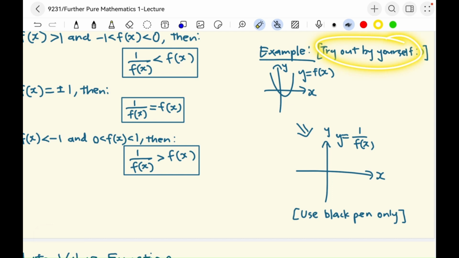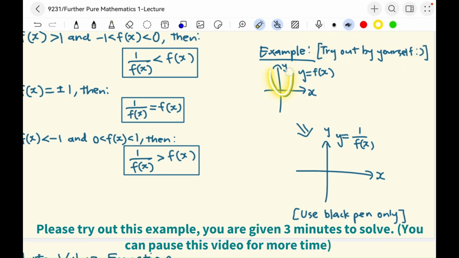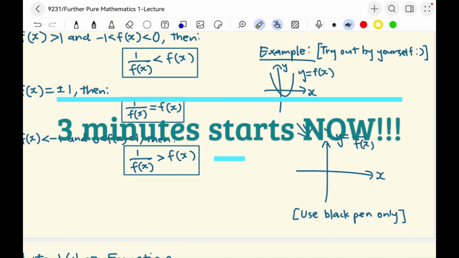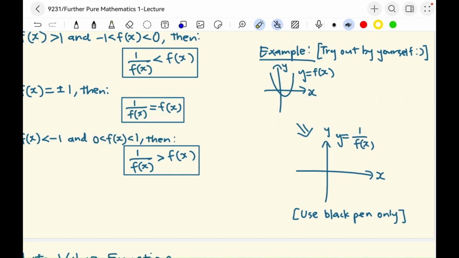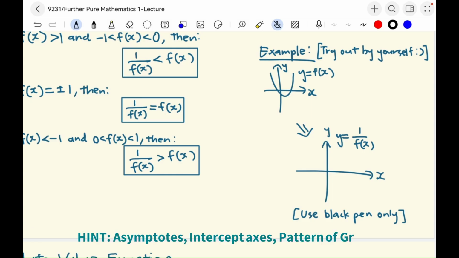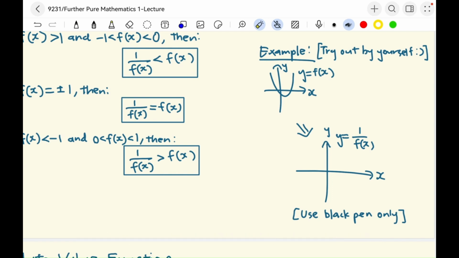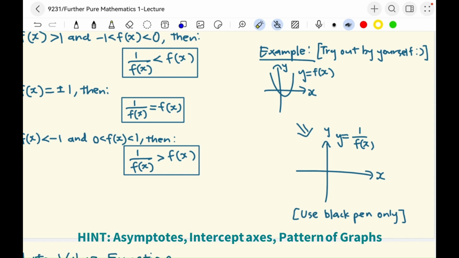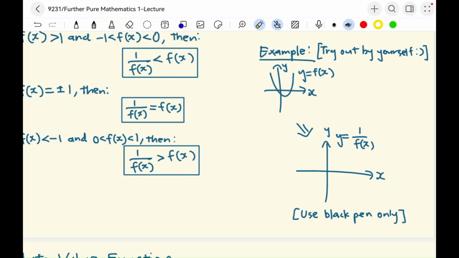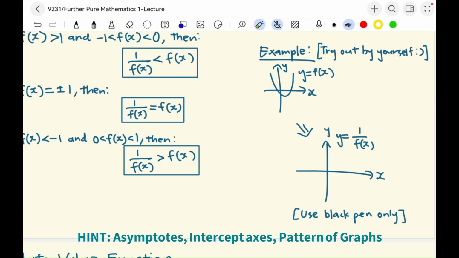So this one, I want you to try out by yourself. Okay. So here is the quadratic graph in the parabola curve. And now you are given 3 minutes to solve. Okay. Pause this video if you need extra time. So 3 minutes starts now. Okay, the hint is you must consider the asymptotes, and then by referring to the x-intercept of the original graph, and then what happens to the pattern of the graph to the range following its corresponding domain. All right. So here's the best hint.